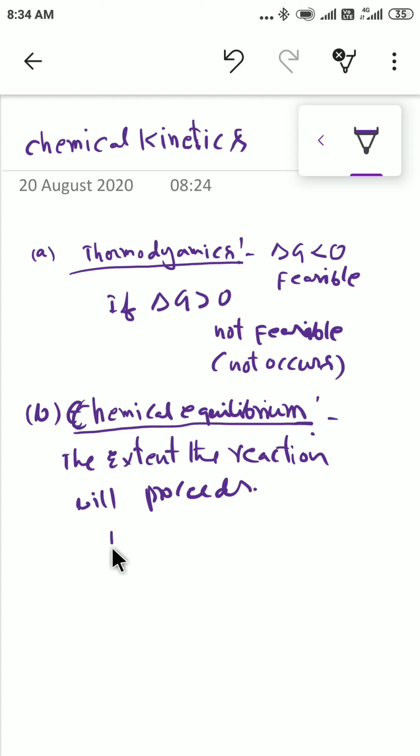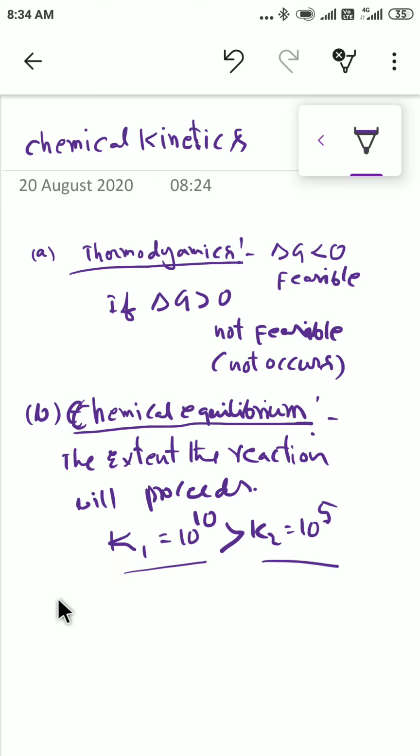If K is the equilibrium constant, the larger K is, the greater the extent. For example, if K1 is equal to 10 to the power of 10 and K2 is equal to 10 to the power of 5, which reaction is possible to a greater extent? This one, K1. So the reaction with K1 proceeds to a greater extent than the other. Next, what is the meaning of chemical kinetics?